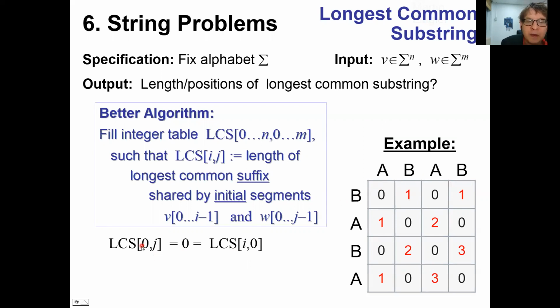Why is that 0? Because that's the longest common suffix shared with the initial segment of length 0 of the string. Of course, when the first initial segment has length 0, there is no chance to have a non-trivial common suffix with an empty string. And same here for the left column. If the initial segment of the second string is empty, then also all common suffixes are empty and have length 0.